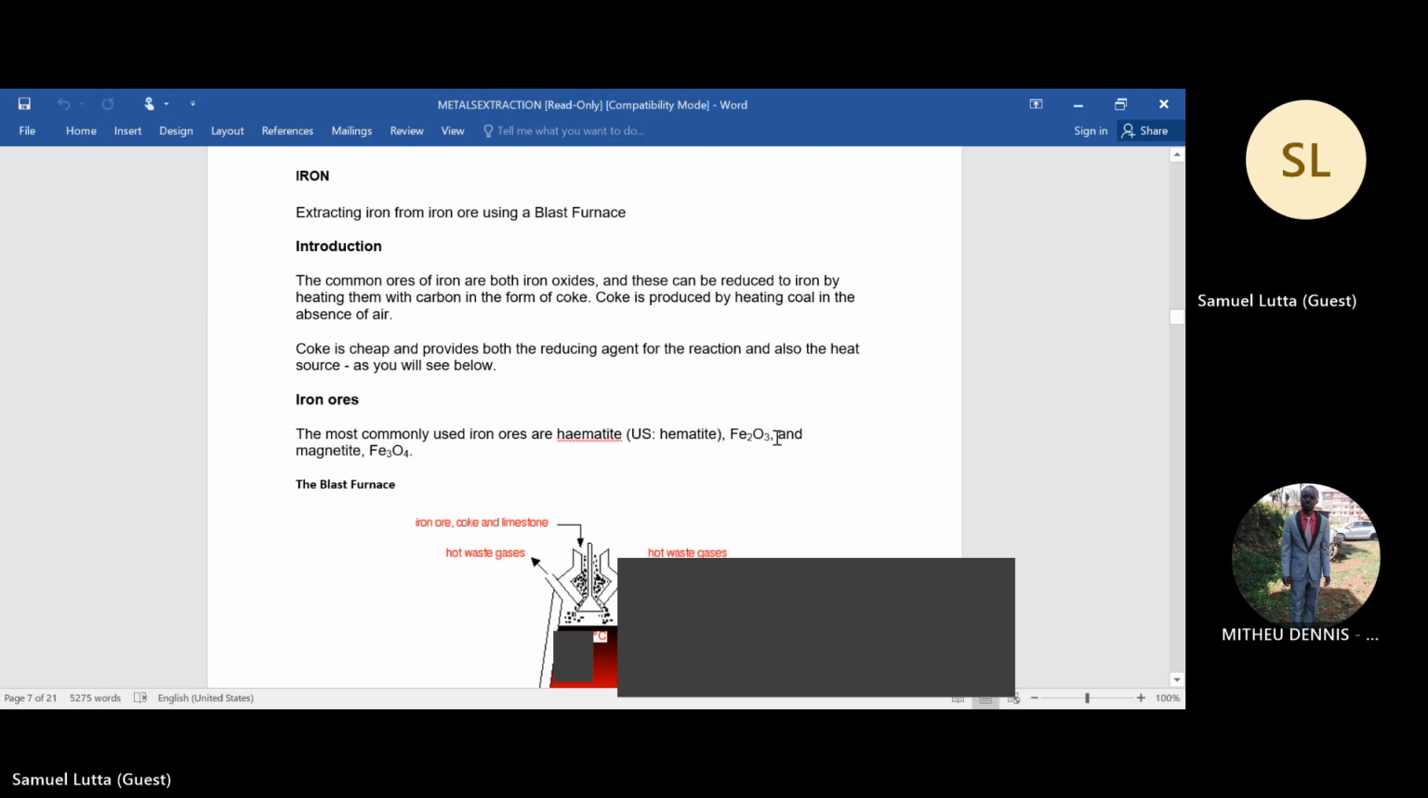Hematite is a mixture of iron 3 oxide and iron 1 oxide. Normally you get this, so this is the ore that you get when you mix that. You can have one of these. You can either use the oxide or you can use this compound here.